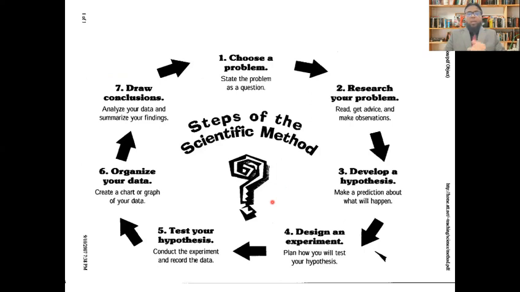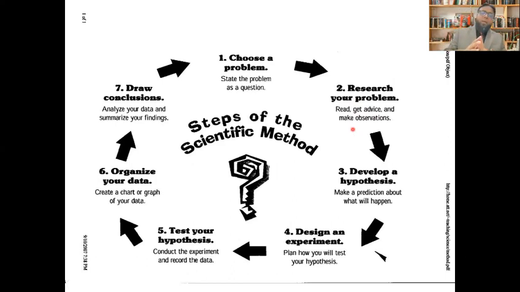See here, again you can see the summary. Basically we are moving to summarizing our topics. See the first one: choose a problem, state the problem as a question. Secondly, research your problem: get advice and make observations. First you observe the problem, then you make observations.